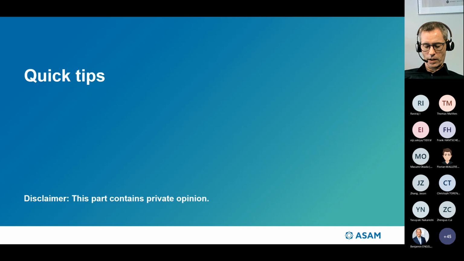So right now I have some 15 minutes left for some quick tips. This part just contains private opinion, so probably there is also some room for discussion right now. And I have some things about usually used mechanisms or technologies which probably are helping us in our modeling groups, just to remind us which problem to solve.